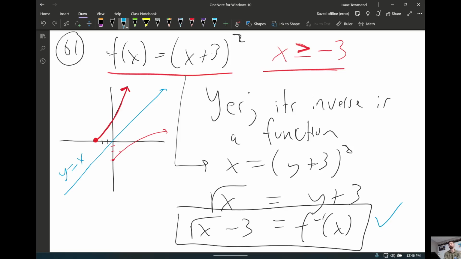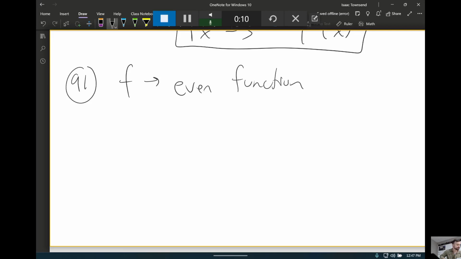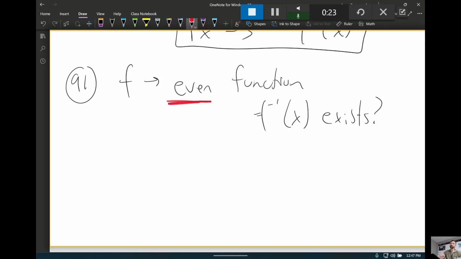91. It just doesn't make sense. 91 says if f is an even function, then its inverse function exists. Okay, well, what do you remember about even functions? Or specifically the graph of even functions?